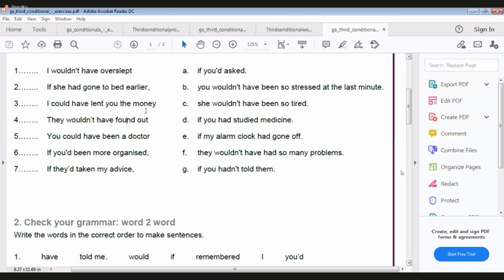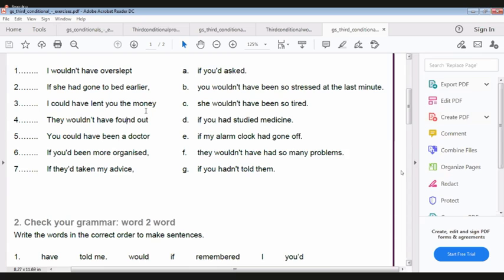But this is a past incident. You didn't ask me, so I didn't give you. But if you had asked, I could have lent you the money. Do you understand? Okay, fourth one. Yes, they wouldn't have found out if you hadn't told them. So this is in negative. If you hadn't told them, they wouldn't have found out. So in negative form, wouldn't and hadn't.